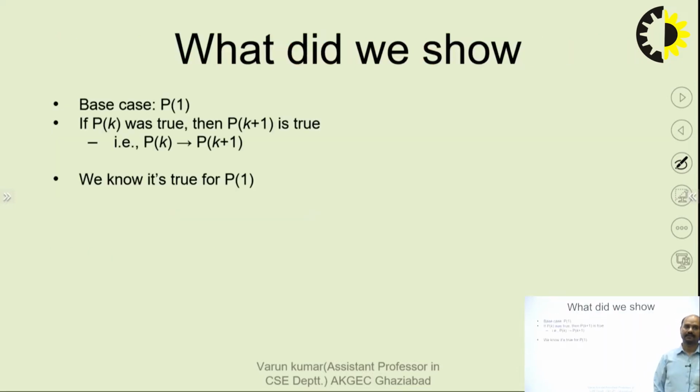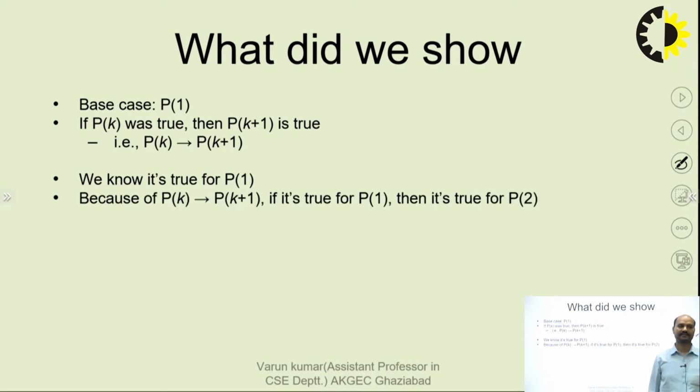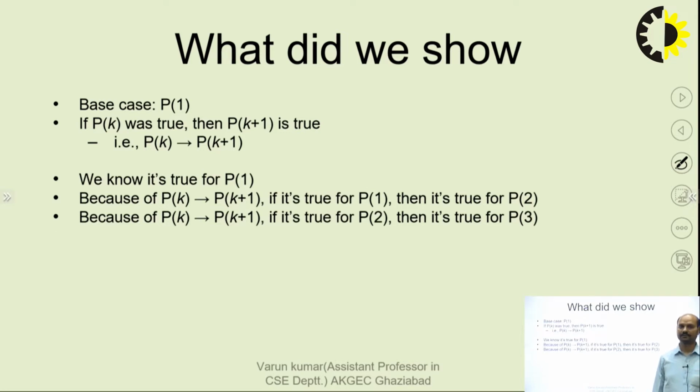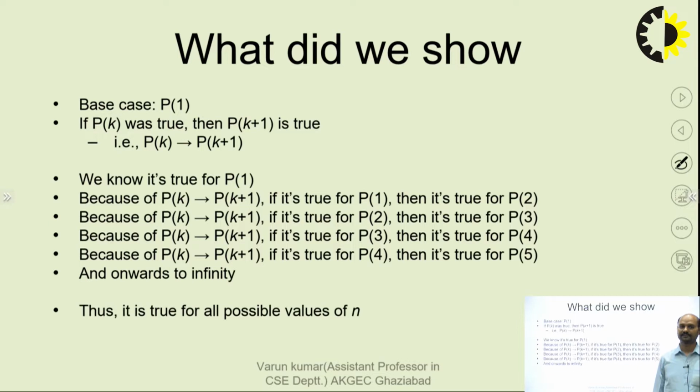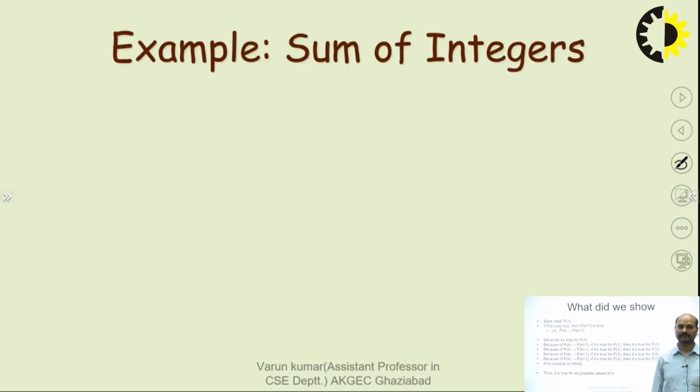Like this, if we take the base case P(1), and if P(k) is true, then P(k) implies P(k+1). We know it is true for P(1). It is the base condition or initial step, because P(k) is true and P(k+1) is true. If P(1) is true, then P(2) is also true, and so on.